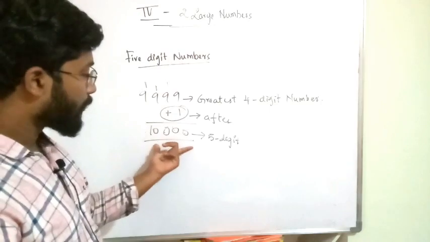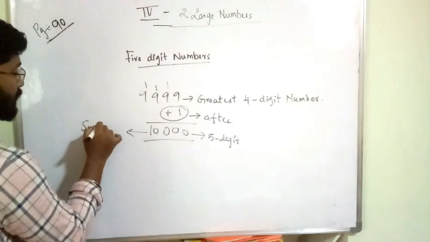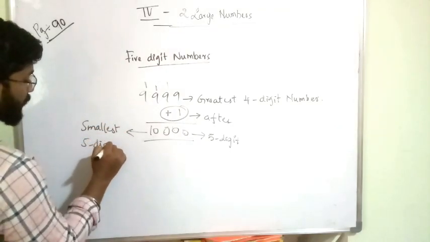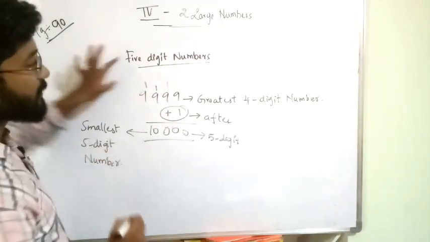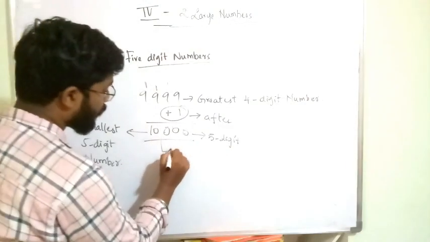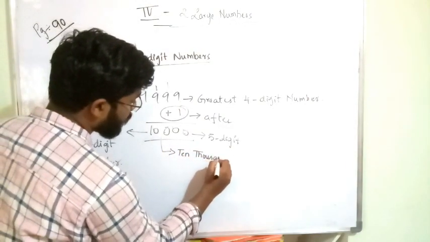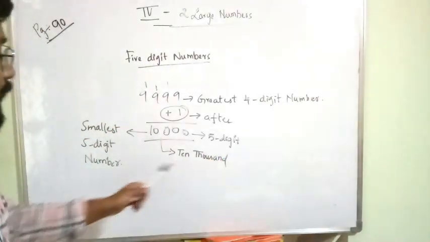So from here only 5-digit numbers are starting. So what will it become? Smallest 5-digit number. Okay? So we shall learn about 5-digit numbers in this topic. So what is this number called? This is called 10,000. The number name is 10,000.